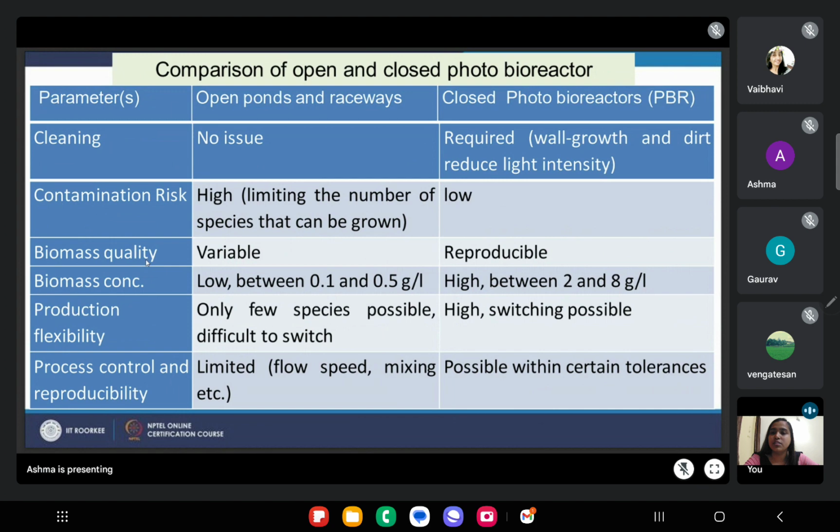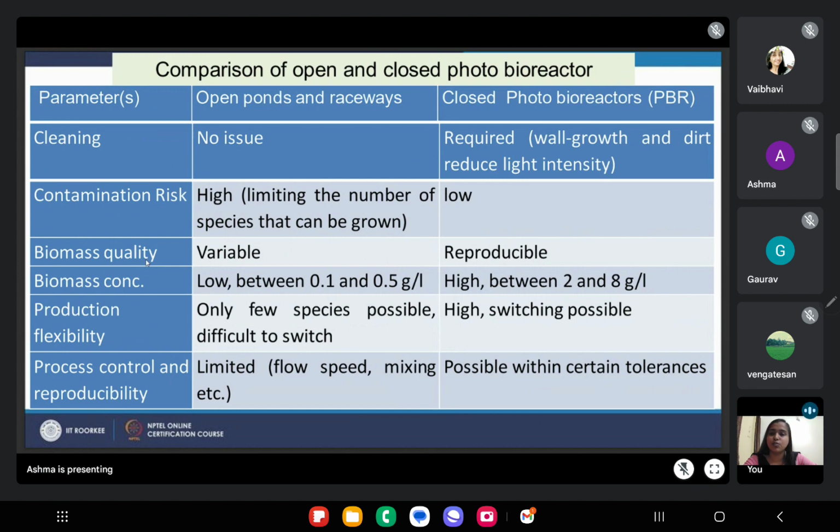Next is contamination risk. Since the open ponds are open, they have a very high risk of contamination because of some other foreign species. But in a closed system, the contamination risk is low because the system is closed. So the foreign species cannot come into the closed photobioreactor.